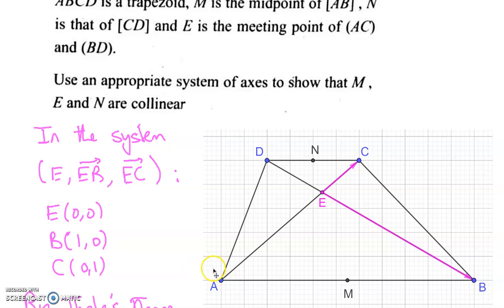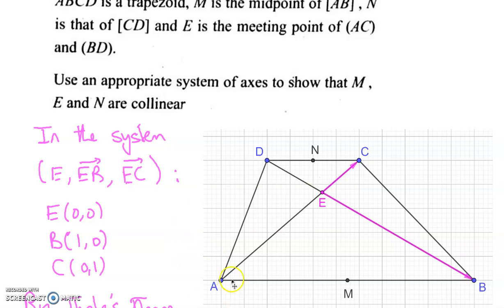So if I choose this system, A is the origin, so it's 0, 0. B is 1, 0. And D is 0, 1 because AD is J. But how can I find the coordinates of C? In a parallelogram, I would have AC equal AB plus AD, so AC is 1AB plus 1AD, and C would be 1, 1. But here it's different. I cannot do this because this is not a parallelogram.